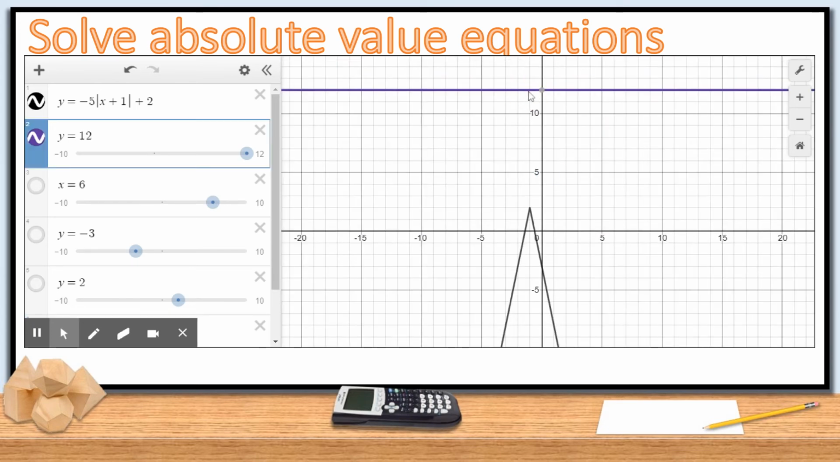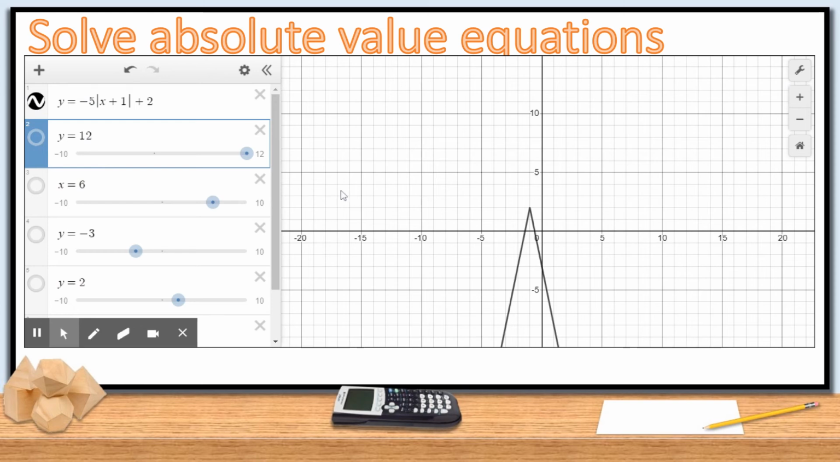And y equals 12 is never going to intersect this absolute value function because it's opening downwards. So the end behavior is it's going towards negative infinity in both directions. So it's never going to come up and hit 12. This is one of the situations where there is no solution. So if you were asked, when does minus 5 times the absolute value of x plus 1, plus 2 equal 12, you would say never, no solution.